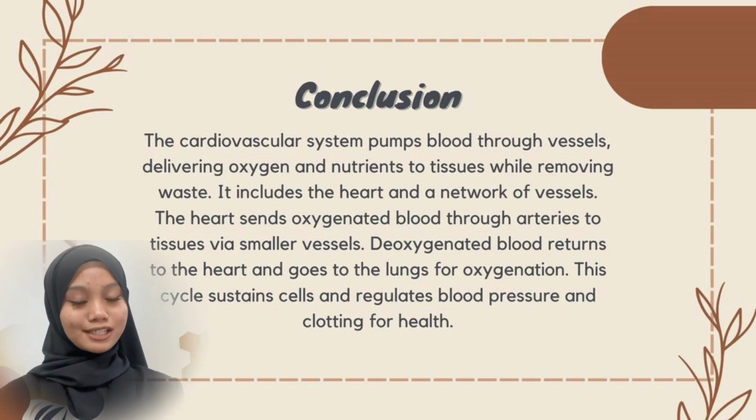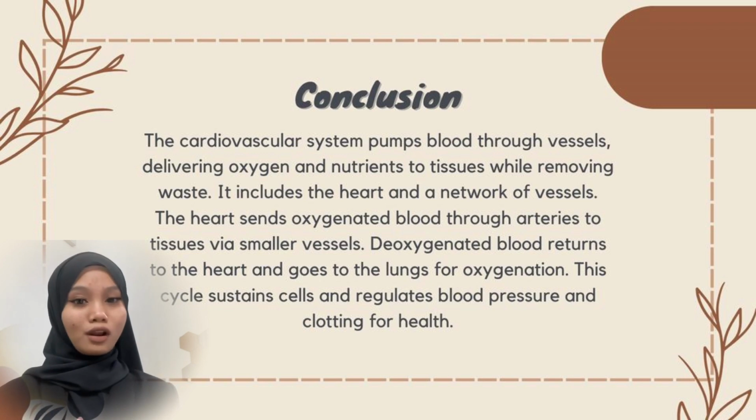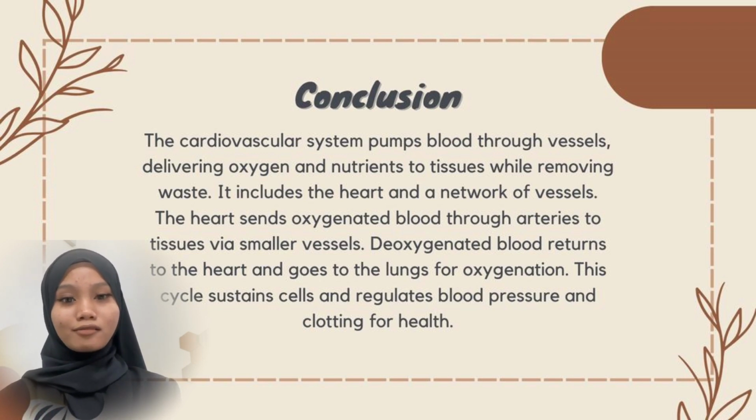As the conclusion, the cardiovascular system pumps blood through vessels, delivering oxygen and nutrients to tissues while removing waste. It includes the heart and a network of vessels. The heart sends oxygenated blood through arteries to tissues via smaller vessels. The oxygenated blood returns to the heart and goes to the lungs for oxygenation. This cycle sustains cells and regulates blood pressure and clotting for health.